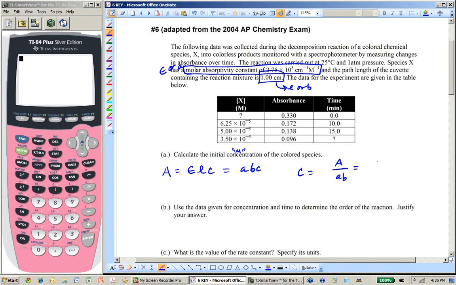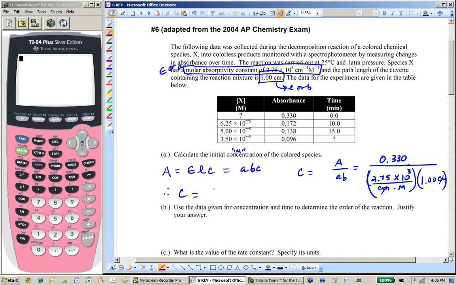So the absorbance is 0.330 right off the table. The A is 2.75 times 10 to the third per centimeter molarity. Make that a little deeper. And 1 centimeter. So guess what? Centimeters cancel. A times 1 over molarity is molarity, and that's good if you're solving for concentration.